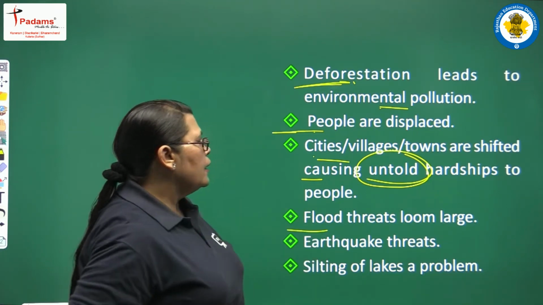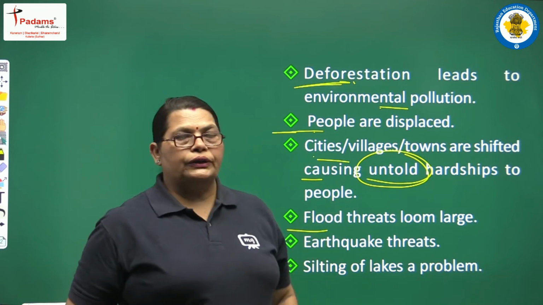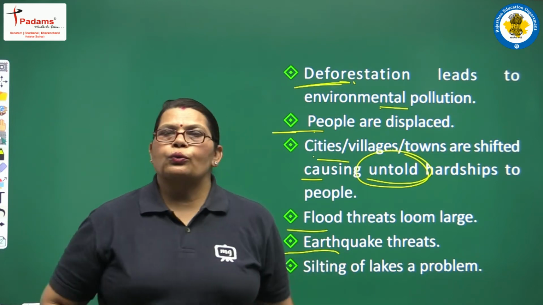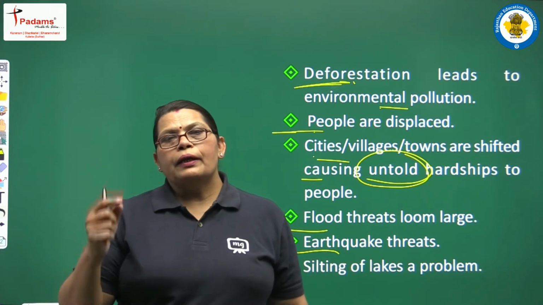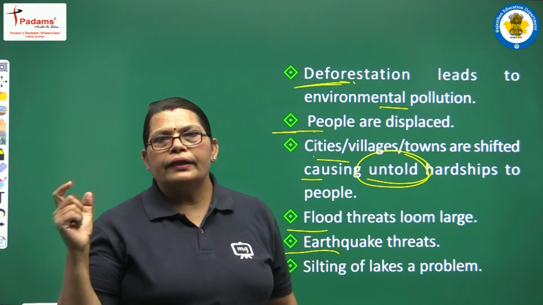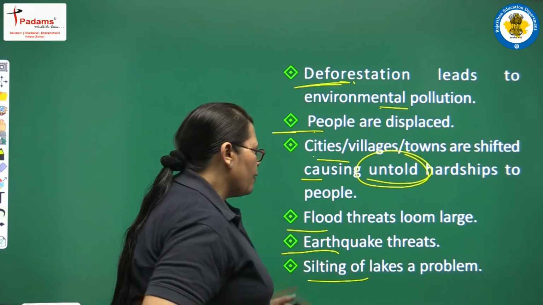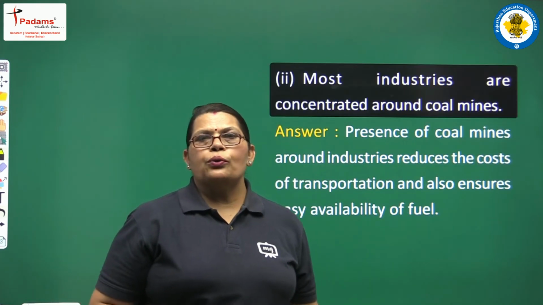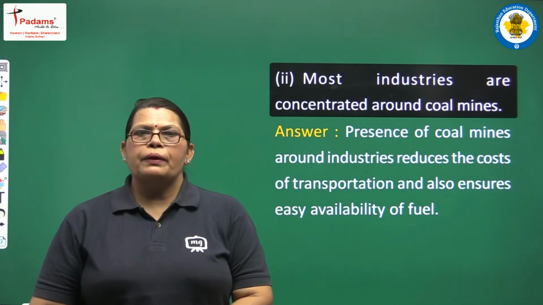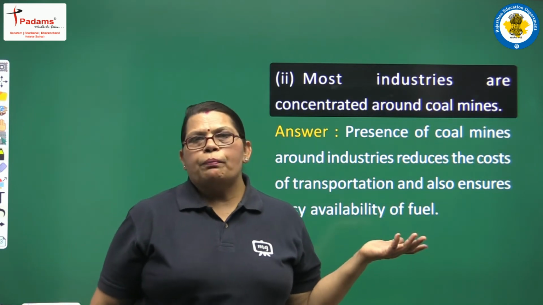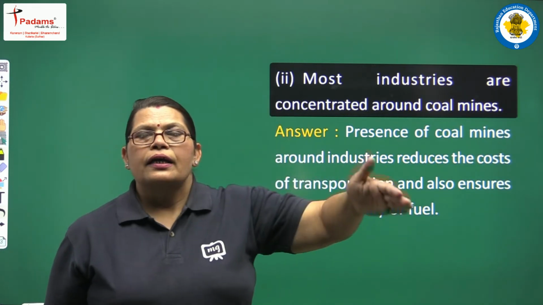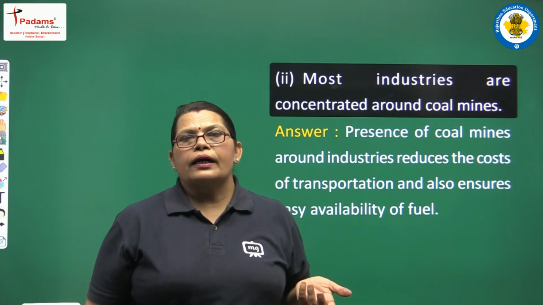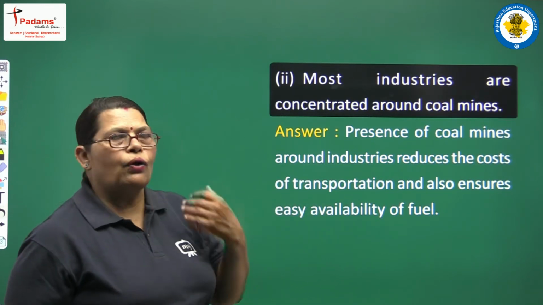Our next reason is flood threats loom large. Floods are also an important reason behind it. Earthquake threats are also again an important reason behind the question here. Our next is silting of lakes, a problem. Yes, sometimes you know that silting of lakes creates a big problem. Earthquakes create a big problem, and you know the landslides and other things happen, and what natural crisis occurred in our earth, and we all suffered from that one.